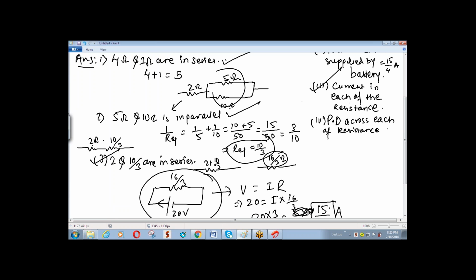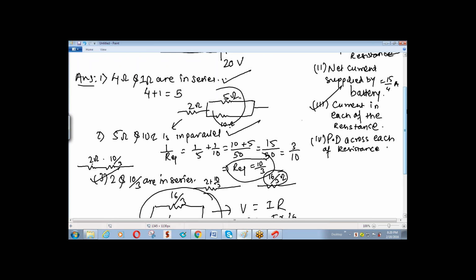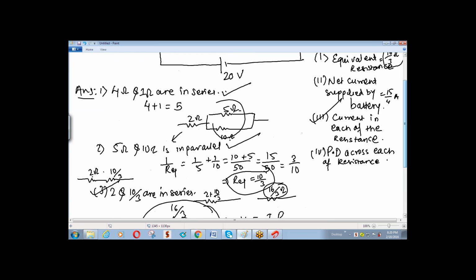You have noted the question or not? No? I've drawn it, sir, I didn't note it. So just note down the fourth one also. Just note down the fourth one. Third, fourth, we'll discuss it together. Okay.